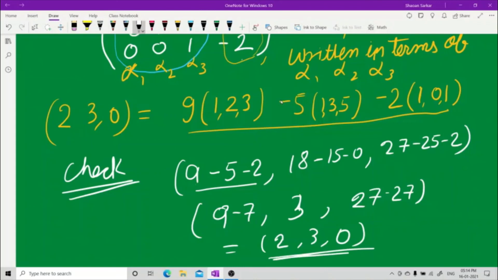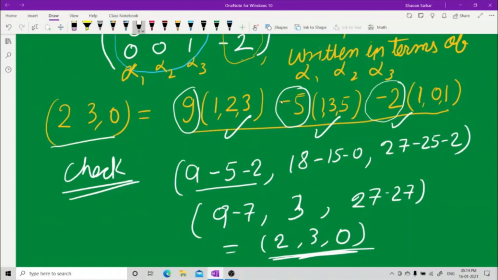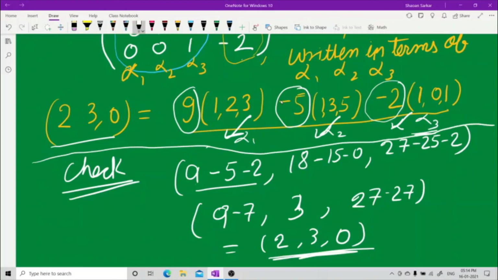Now you have seen how this 2, 3, 0 has been expressed in terms of alpha 1, alpha 2 and alpha 3. These are the scalars x1, x2, x3. This is the way you will express this vector in terms of alpha 1, alpha 2 and alpha 3. I hope this check is not necessary. You can do this check in your rough work, whether these x1, x2, x3 are correct or not. That's it.